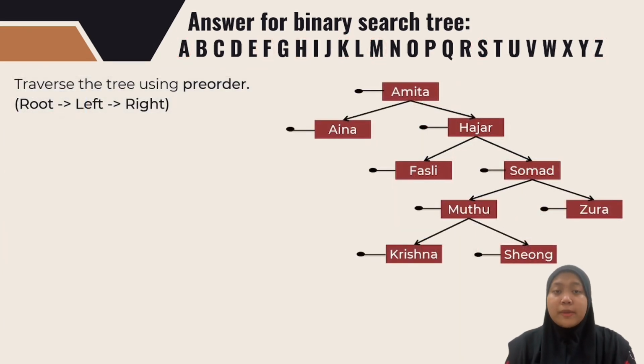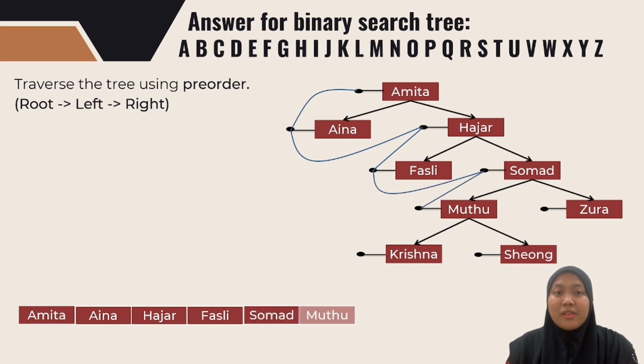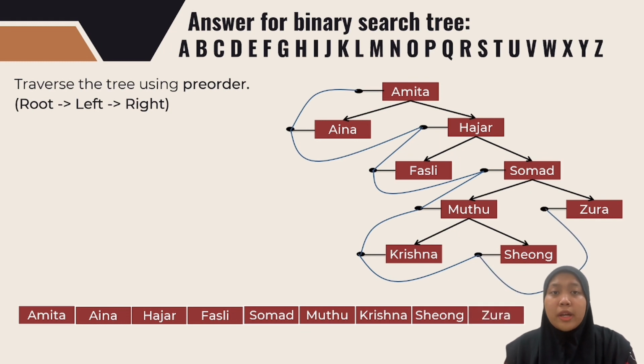Traverse the tree using pre-order. Pre-order starts with root, then left, then right. Start with Amita, and then traverse to Aina. Traverse to Haja, traverse to Fasli, traverse to Soman, traverse to Mutu, traverse to Krishna, traverse to Xiong, traverse to Zura, and the final answer for pre-order is Amita, Aina, Haja, Fasli, Soman, Mutu, Krishna, Xiong, Zura.